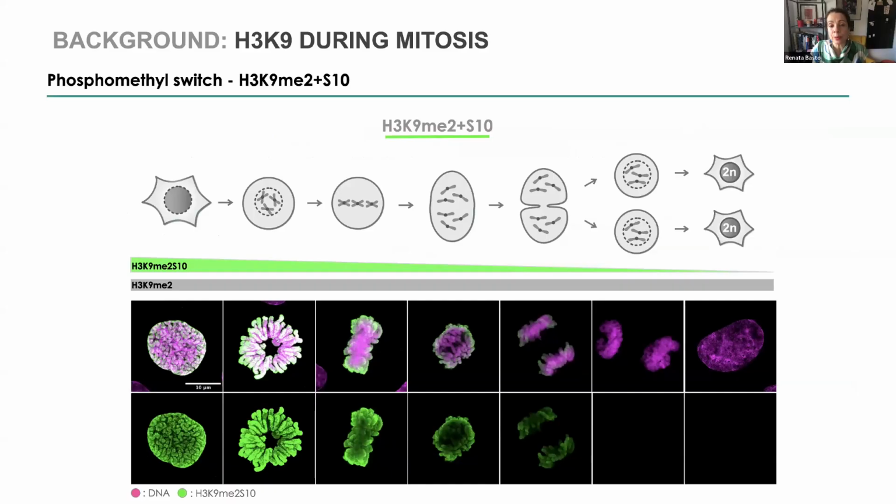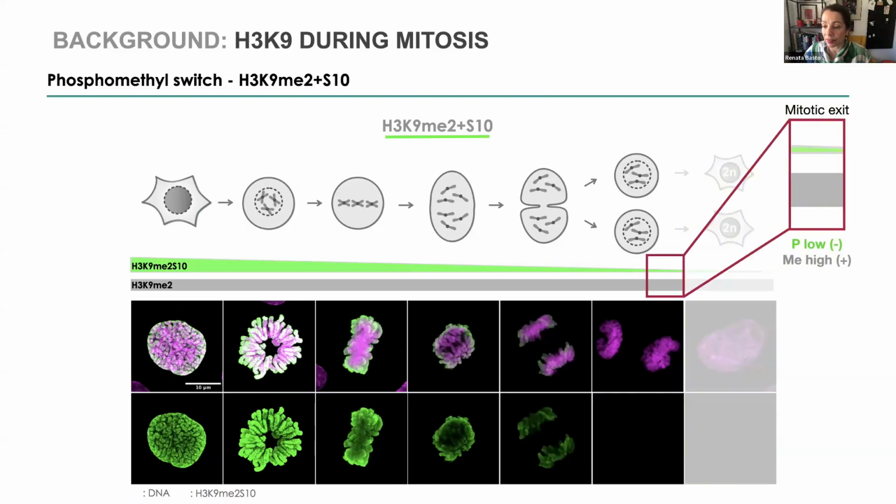So we tried to consider what could be going wrong if cells exit mitosis with high levels of phosphorylation. This is how mitosis should look, where H3K9 dimethyl levels will be quite stable, but not phosphorylation levels. So if now the cells exit normally, phosphatase activity has occurred, and so there are no phosphorylation levels.